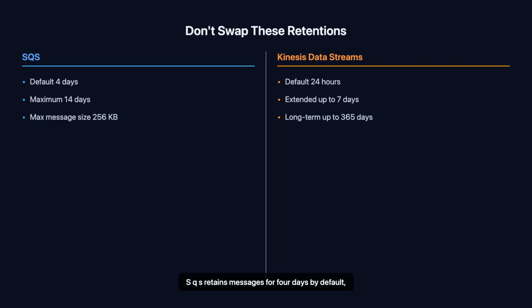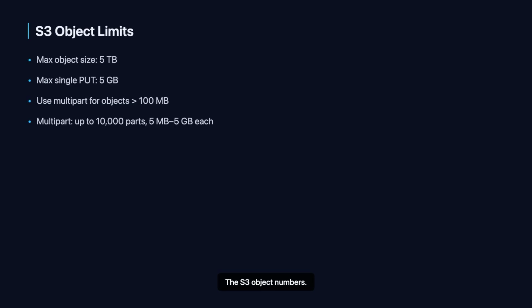SQS retains messages for 4 days by default, up to a maximum of 14 days, with a max message size of 256 kilobytes. Kinesis Data Streams retains for 24 hours by default, extendable to 7 days and up to 365 days for long-term retention. 14 days is SQS. 365 days is Kinesis.